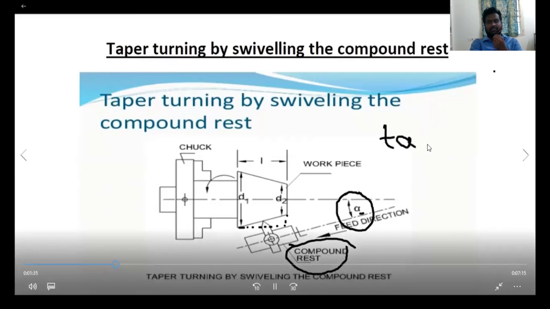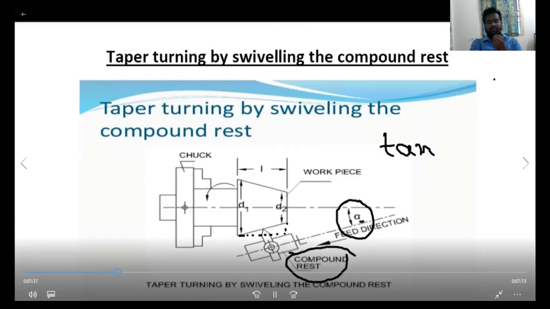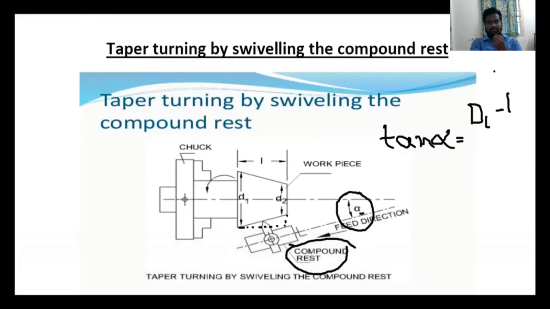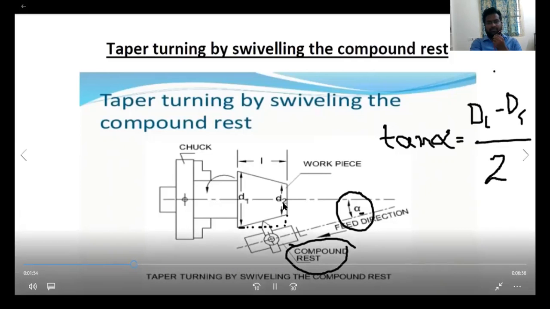Okay, we calculate tan alpha is equal to (D minus d) by 2L, where D is the major diameter, d is the minor diameter, and L is the length, right?